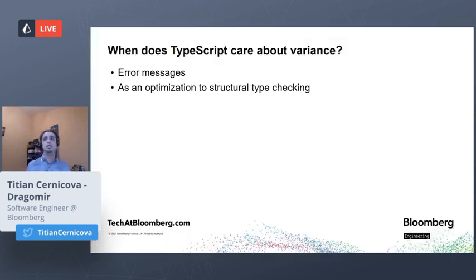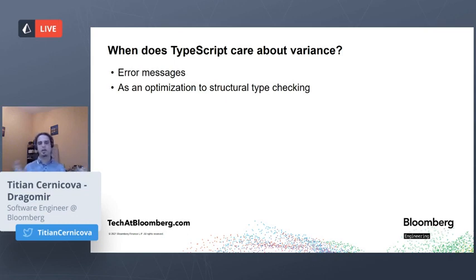And TypeScript also uses covariance as an optimization to structural type checking. Structural type checking is very expensive, right? Checking all properties is not trivial for an instantiation of a generic type. But generally, if TypeScript can know the specific variance of a type, and that's not always possible, it can sort of short circuit this.